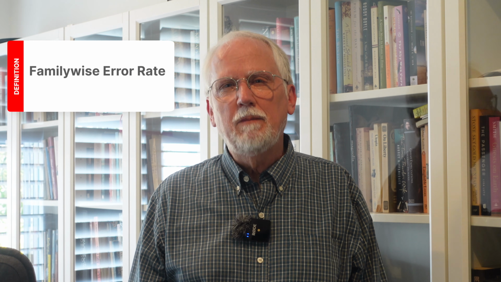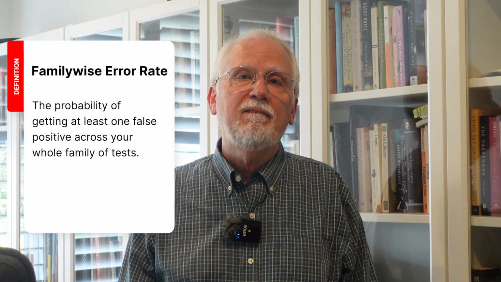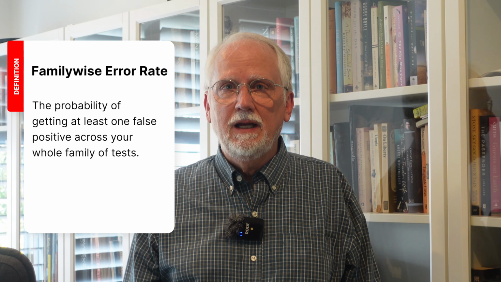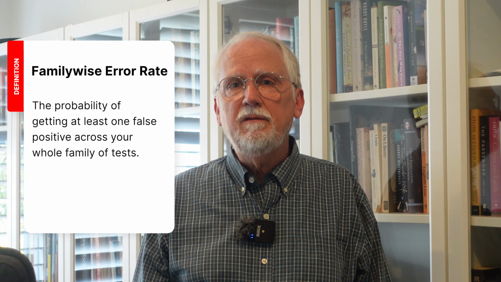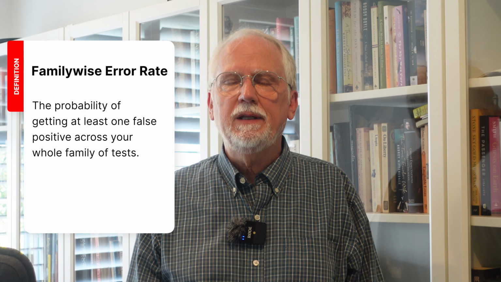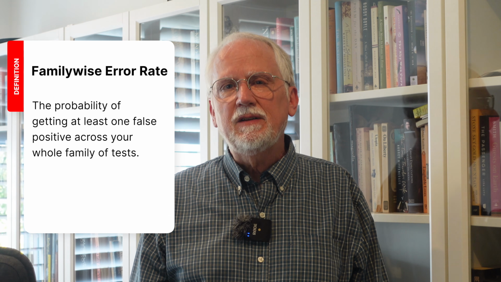Let me explain why running multiple t-tests is dangerous. When you run a single t-test at alpha equals 0.05, you accept a 5% risk of a false positive. That's your type 1 error rate for a single test. But once you run multiple tests, you're now dealing with a family-wise error rate, the probability of getting at least one false positive across your whole family of tests. And that number is much higher than 5%.